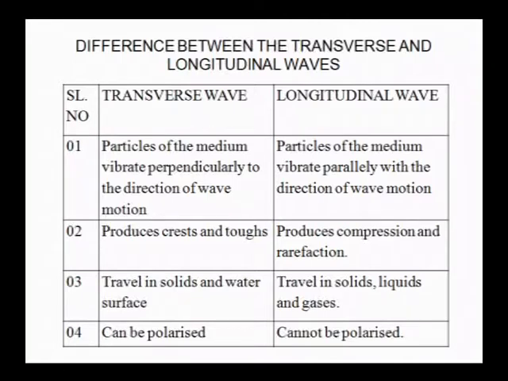The fourth difference is that transverse waves can be polarized, whereas longitudinal waves cannot be polarized. Polarization is a process where we can separate out the two components of the wave, the particle vibration and the wave propagation, using a polarizer in the case of transverse waves, as they are mutually perpendicular. In a longitudinal wave, the wave propagation and the vibration of the particles cannot be separated because they are parallel to each other. Hence, longitudinal waves cannot be polarized.